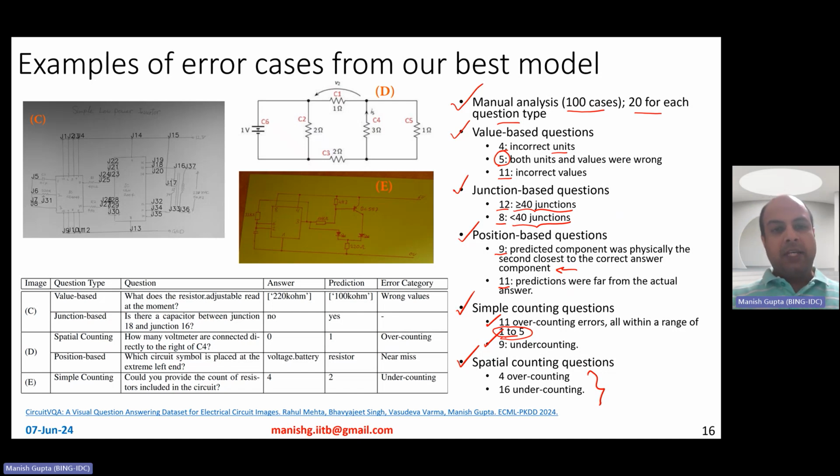Okay, here are some examples as well. There are these 3 images from the data set, and these are examples of errors that happened. So junction based: is there a capacitor between junction 18 and 16? This is image C. So 18 and 16. Let's see, where is junction 18? Oh, junction 18 is there, and junction 16 is there. And in general, there is no capacitor in between. So the right answer is no, but the prediction is yes somehow. So there are some of those error cases. You can pause the video to look at them more.